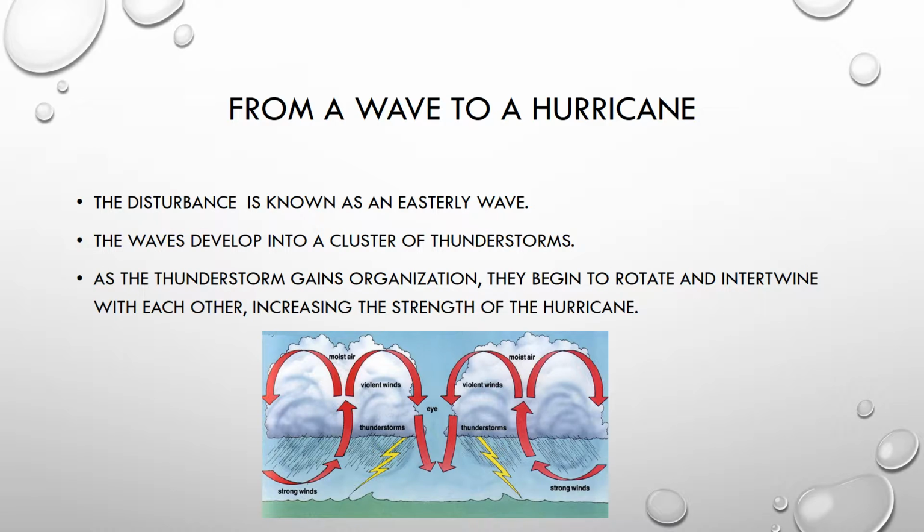The easterly waves then develop into a cluster of thunderstorms. As the thunderstorms gain organization, they begin to rotate and intertwine with each other, which increases the strength of the storm. Storms get more vigorous and winds increase rapidly. Now the hurricane is formulated as it immediately starts to feed off the warm air coming from the ocean.